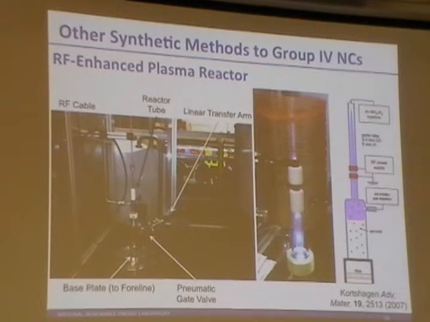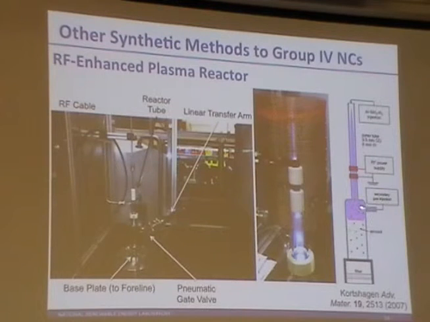So Mark also referred to that magic machine that's going to produce perfect quantum dots of silicon. And, well, I'm hoping this is it. This was developed by Uwe Kortschagen at the University of Minnesota, and his group has developed this RF-enhanced plasma reactor. This is a system where you take silane and you pass that through an RF plasma, and that basically blows up your silicon into silicon atoms and hydrogen atoms.